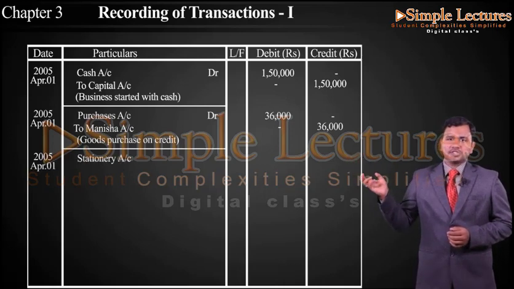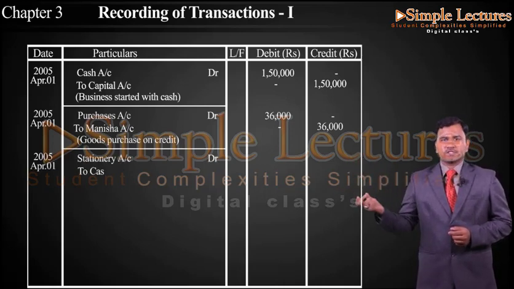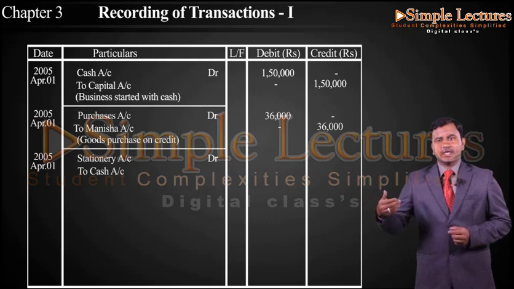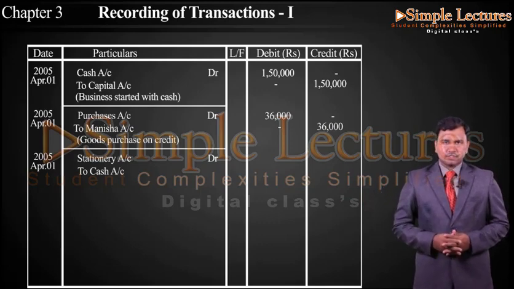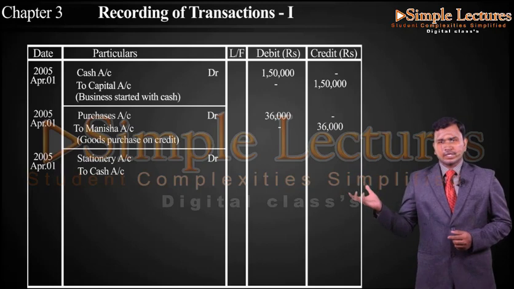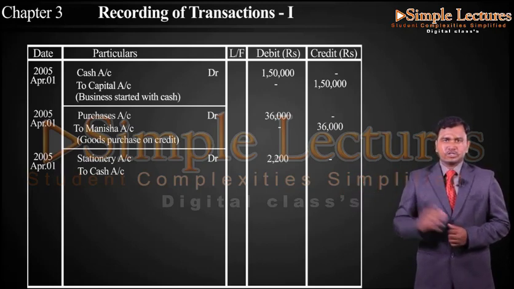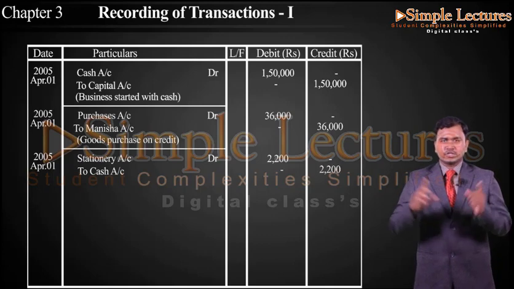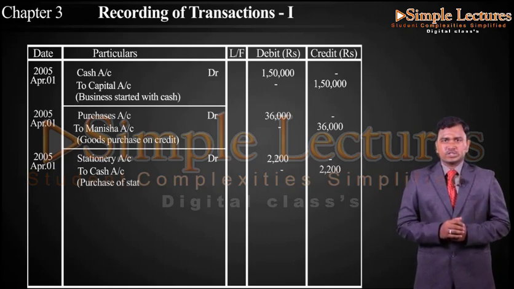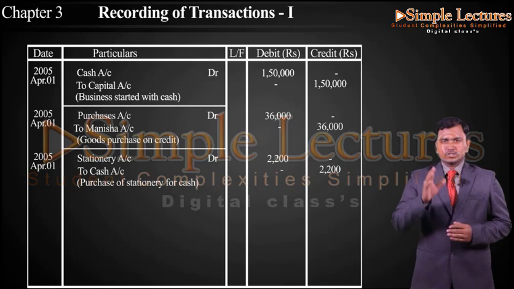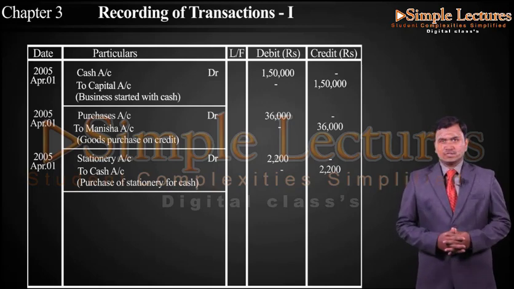1/4/2005 stationery account debtor to cash account. So stationery is coming inside and cash is going outside. So stationery account debtor to cash account, amount will be 22,200 debit, 22,200 credit. The narration will be stationery purchased for cash. So let us come to the fourth transaction.